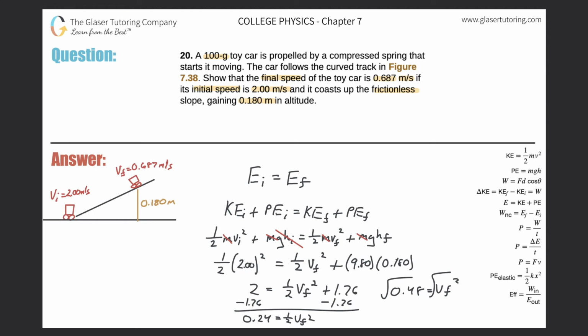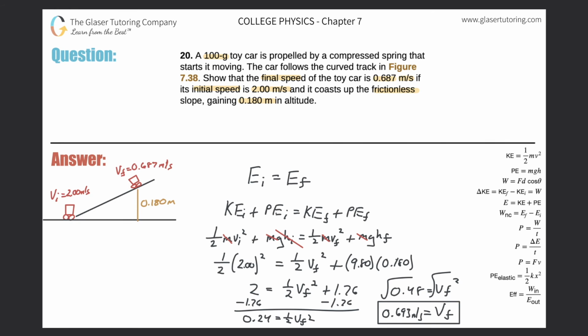Then all we have to do is take the square root of both sides, and let's hope it works out. The square root of 0.48 works out to 0.693 meters per second. Now compare it to the value of 0.687. We're slightly off. It's probably because of the rounding, so when I rounded this, it came out just slightly different.